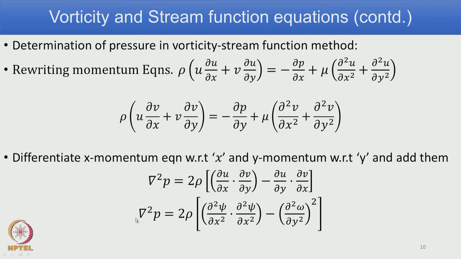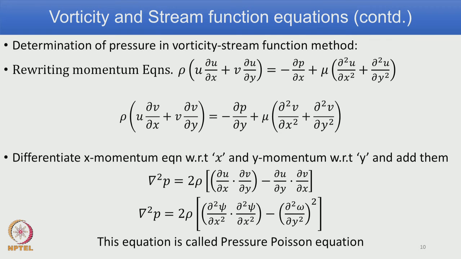Another point to observe, as you can see, on the left hand side is del squared p, and then there is a source term on the right hand side. So, this equation is actually the pressure Poisson equation. So, instead of solving 3 momentum equations and 1 continuity equation, it is also possible to approach by solving the vorticity transport equation and get the pressure field, and the velocity field as well.